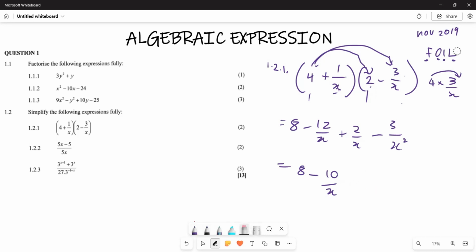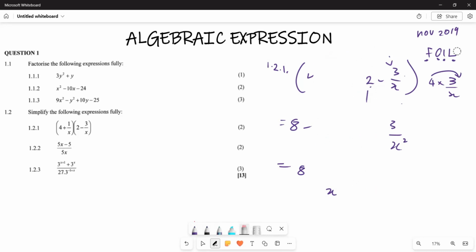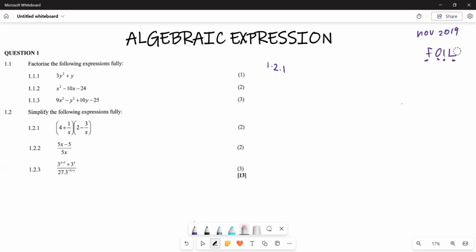So now let's move to the next question. Now let's move swiftly along to your question 1.2.2, right? And see what that question has for us. So this one was a walk in the park. Look at this one, 1.2.2. This is 5x subtract 5 divided by 5 to the power of x.